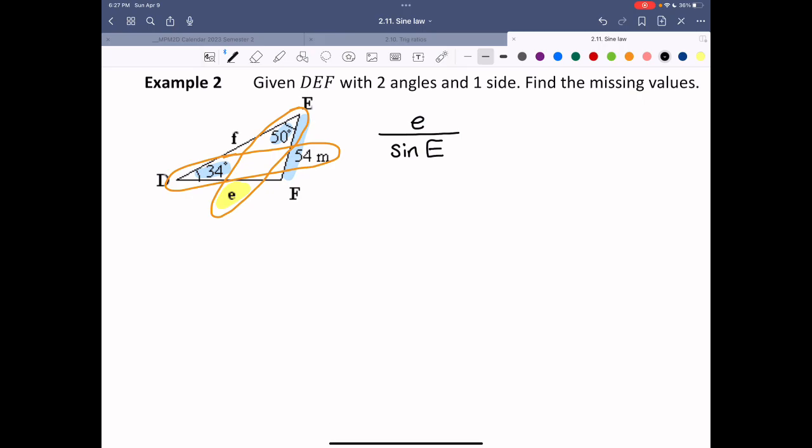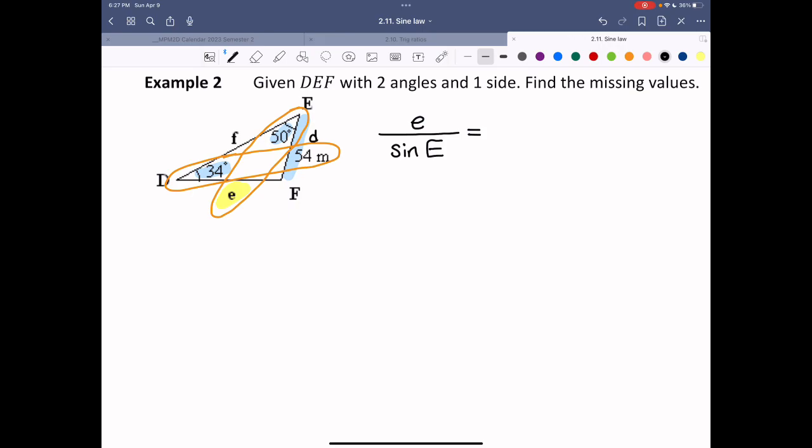That's easy enough. And that's equal to, now we're going to choose which side we use next. And we'll choose that by looking at the one that we have the values for, which is angle D and side D. Let me label that side length D.